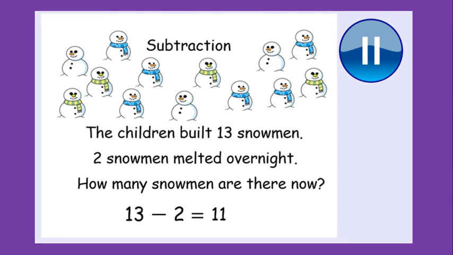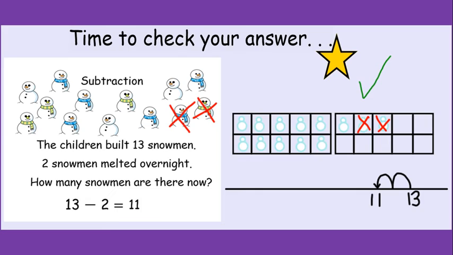Pause the video. You could use your number line, you could use a picture diagram like the one above and cross out 2. You could use your tens frames, or you could use your counting objects, okay? Let's work it out. Pause the video, work it out, and we'll check. Okay, so I've worked it out in a number of ways.